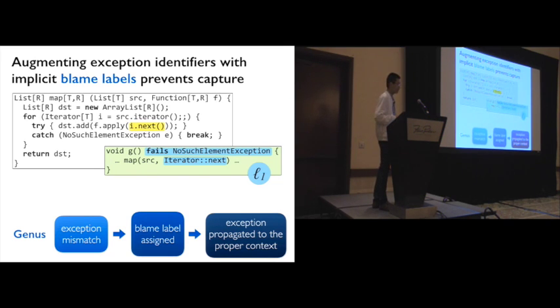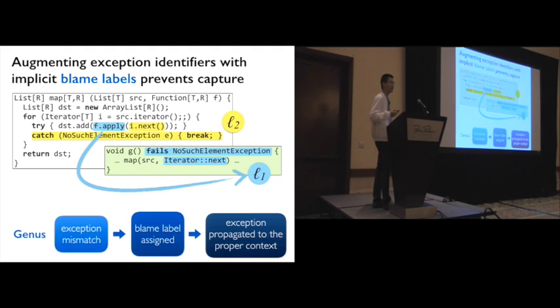Our map code makes a method call to next. This context expects this method call to return a value, but this method call could instead raise an exception. So we also have a mismatch in this case, and a blame label L2 is assigned for it. The context then handles this exception by catching it. A NoSuchElementException raised by applying f will have blame label L1, so it will be tunneled to the context represented by L1.